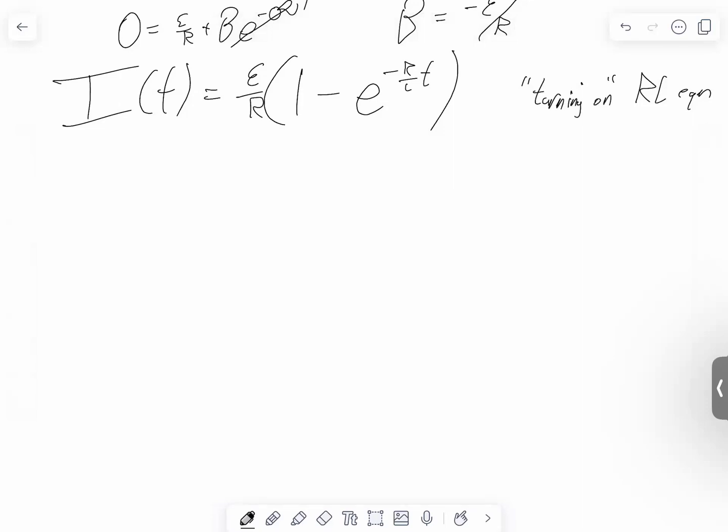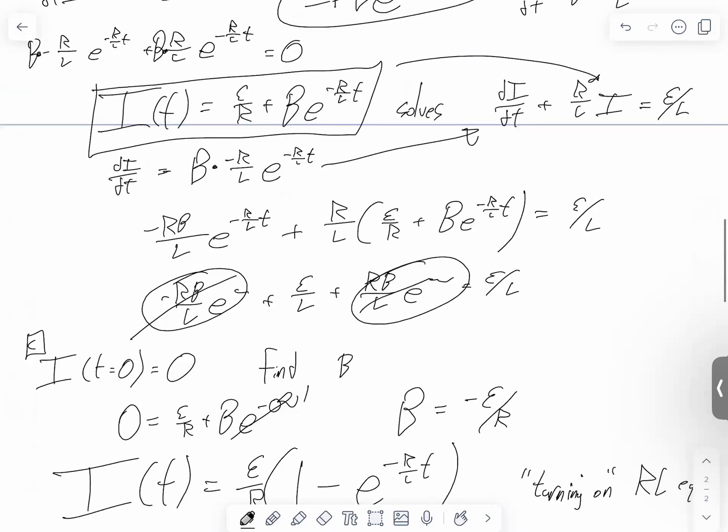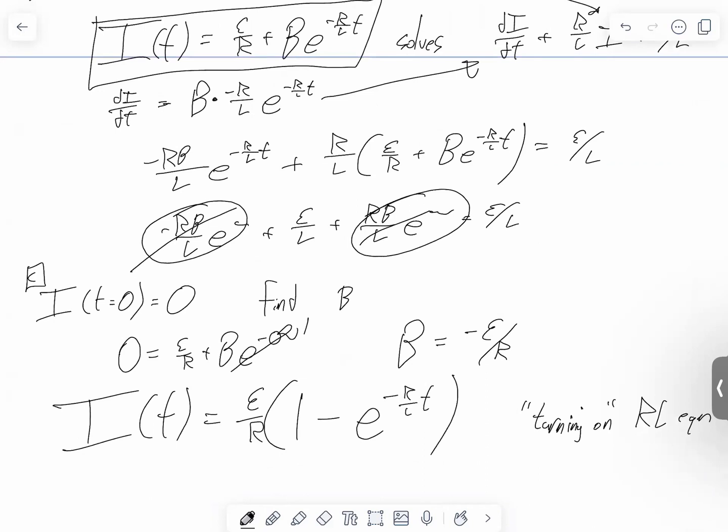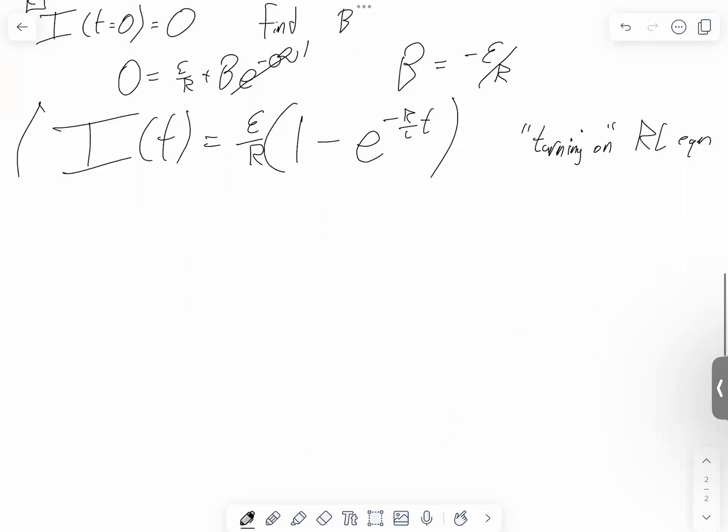Okay. What happens when time equals 0? We get 1 minus e to the 0, which is 1 minus 1, so I equals 0. And you already plugged this equation into Kirchhoff's law, the original differential equation that we got from applying Kirchhoff. So this works. This is the solution.